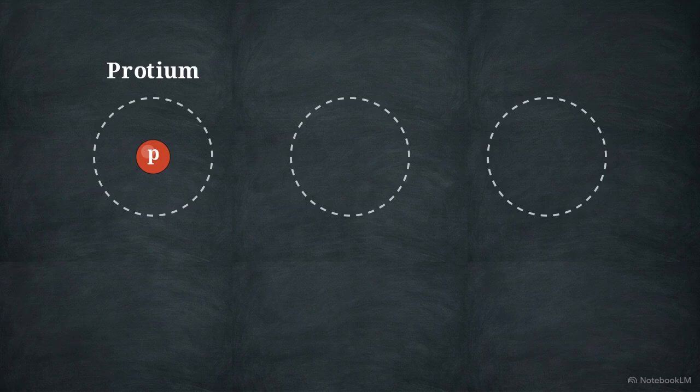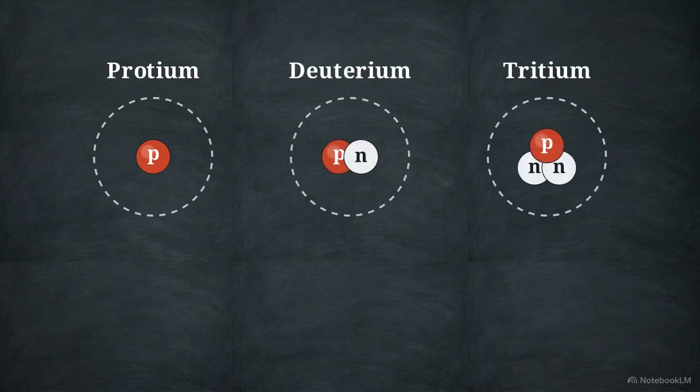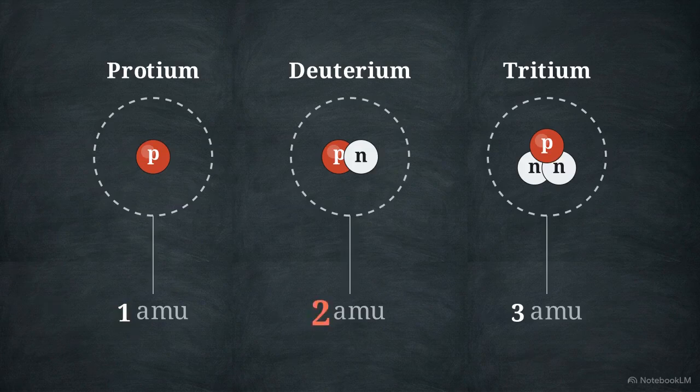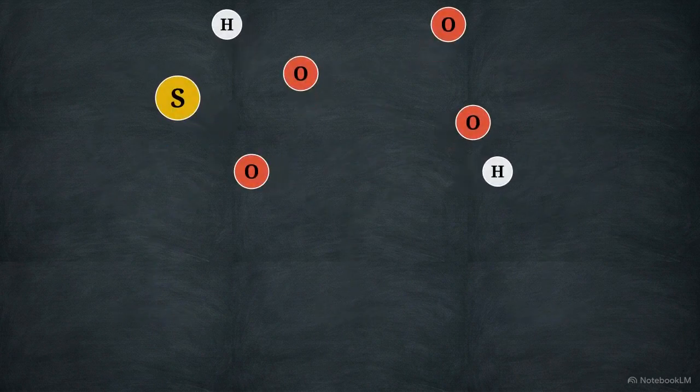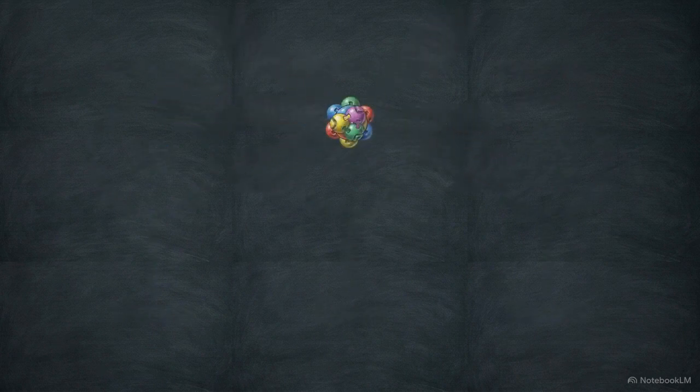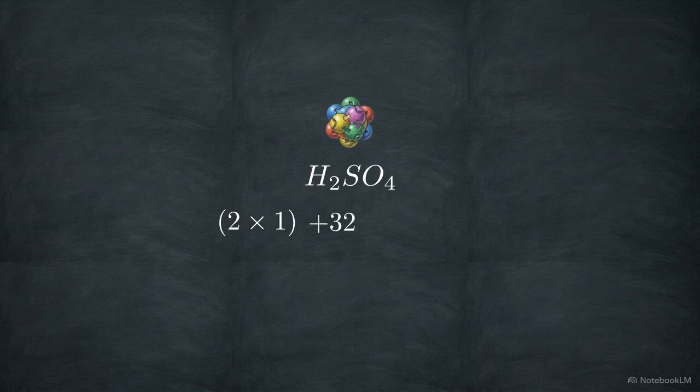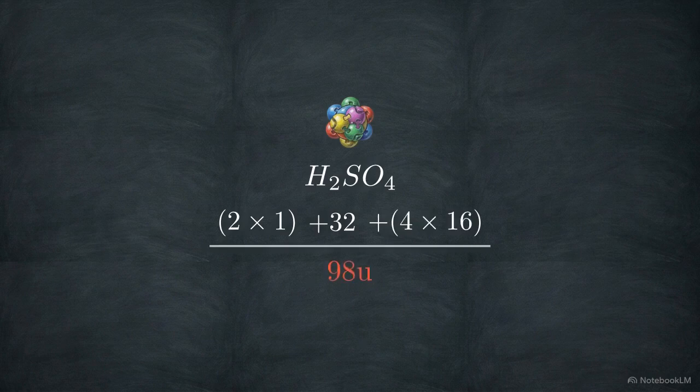Because neutron counts can vary, atoms of the same element can have different atomic masses. These three variations of hydrogen possess atomic masses of 1, 2, and 3 atomic mass units. When these atoms bond into molecules, we can calculate their total weight. For sulfuric acid, H2SO4, we add the atomic masses of 2 hydrogens, 1 sulfur, and 4 oxygens to reach a molecular mass of 98 atomic mass units.